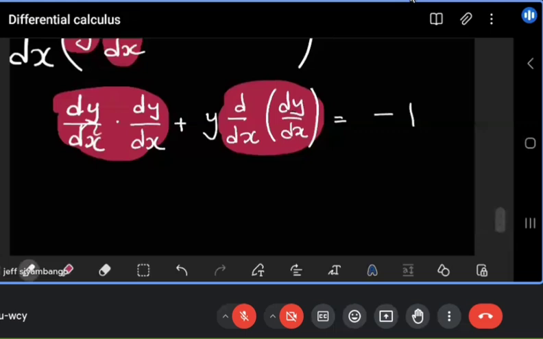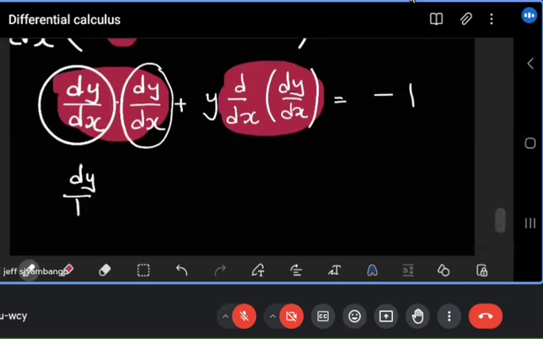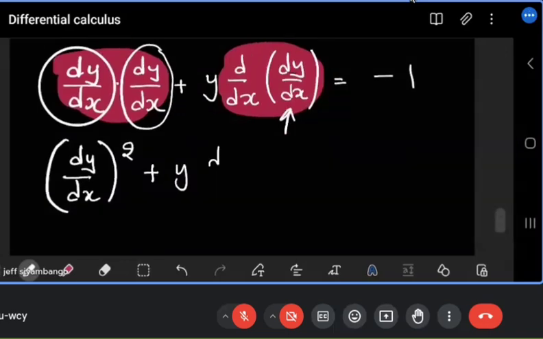Here, you're multiplying the first derivative times the first derivative. Because of that, this will be the first derivative coming twice. So the first derivative squared. Plus, this side, you have y. But now you're differentiating the first derivative. You're differentiating it again. So for this one, you will have y multiplying the second derivative. This is what equals negative 1. Very important, see the difference there.